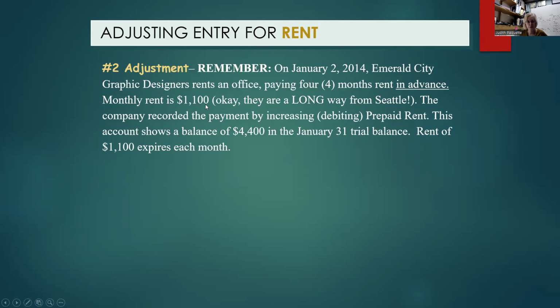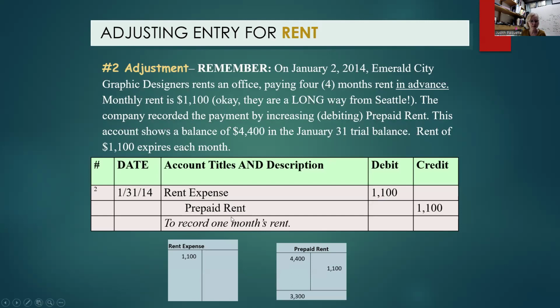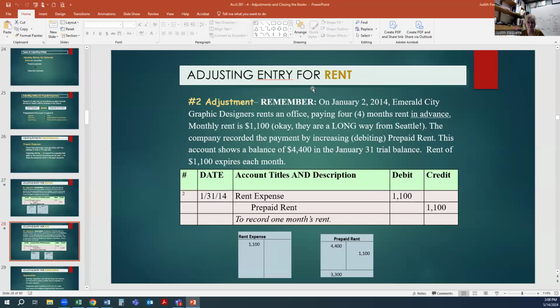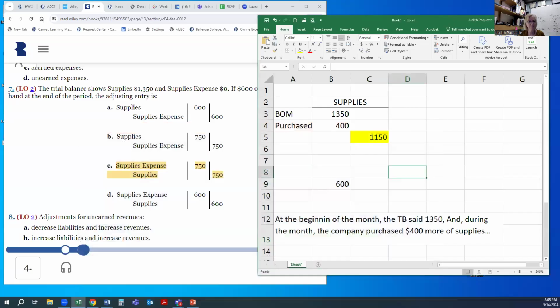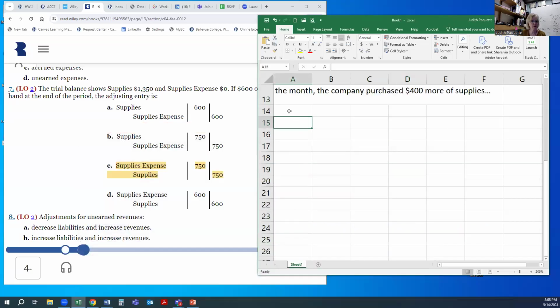Monthly rent is 1,100, okay? So now we've got to recognize at the end of the month that that prepaid rent has now been used up for 1 month. So we take the 1,100 out of the asset prepaid rent and we debit rent expense. Okay, how do we get the 1,100? We took the total amount, 4,400, and we divided it by 4 months rent. So let's do an example with insurance. Okay. So insurance.